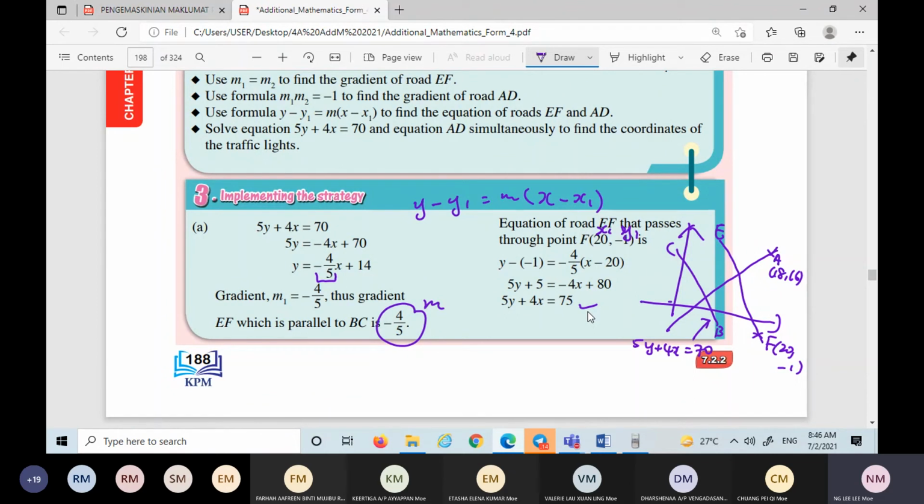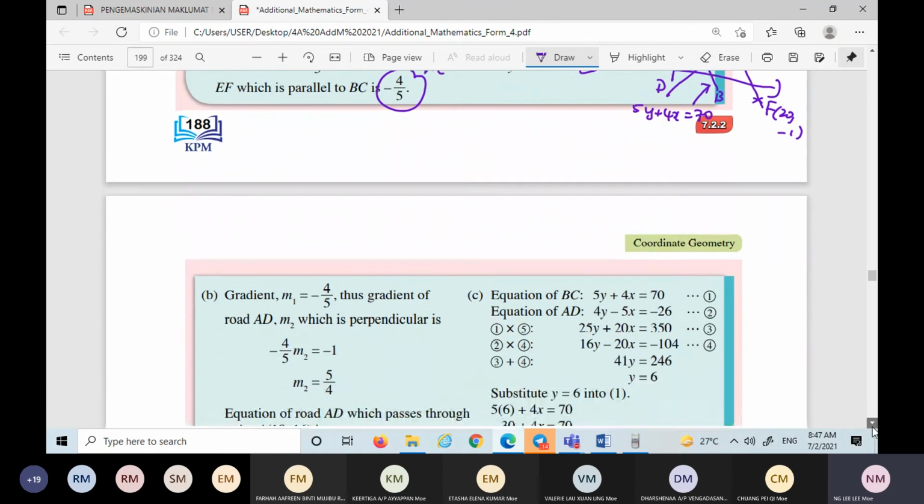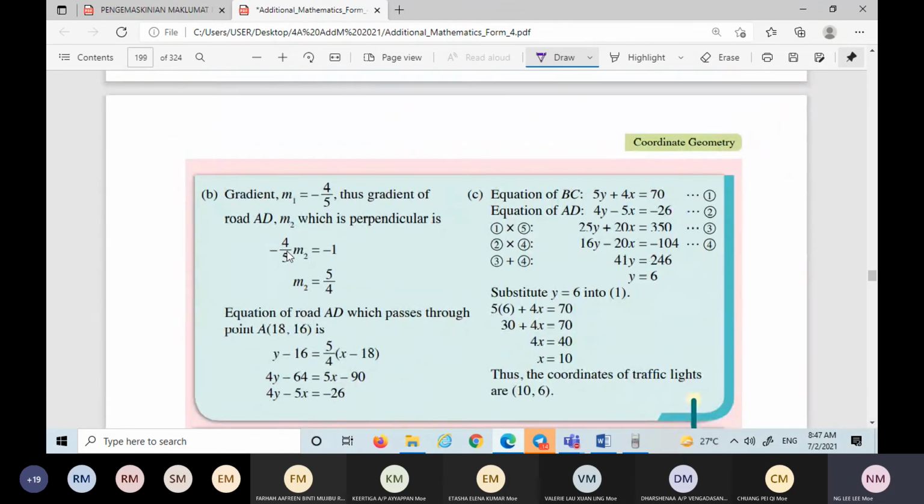Now we go to part B. The equation of the root of AD. AD is which one? This is D. AD is perpendicular to BC. So same thing, we make use of the gradient of BC. The gradient of BC is -4/5. So you let -4/5 times m2 equal to -1, to get m2, the gradient of AD. So this is the gradient of AD.